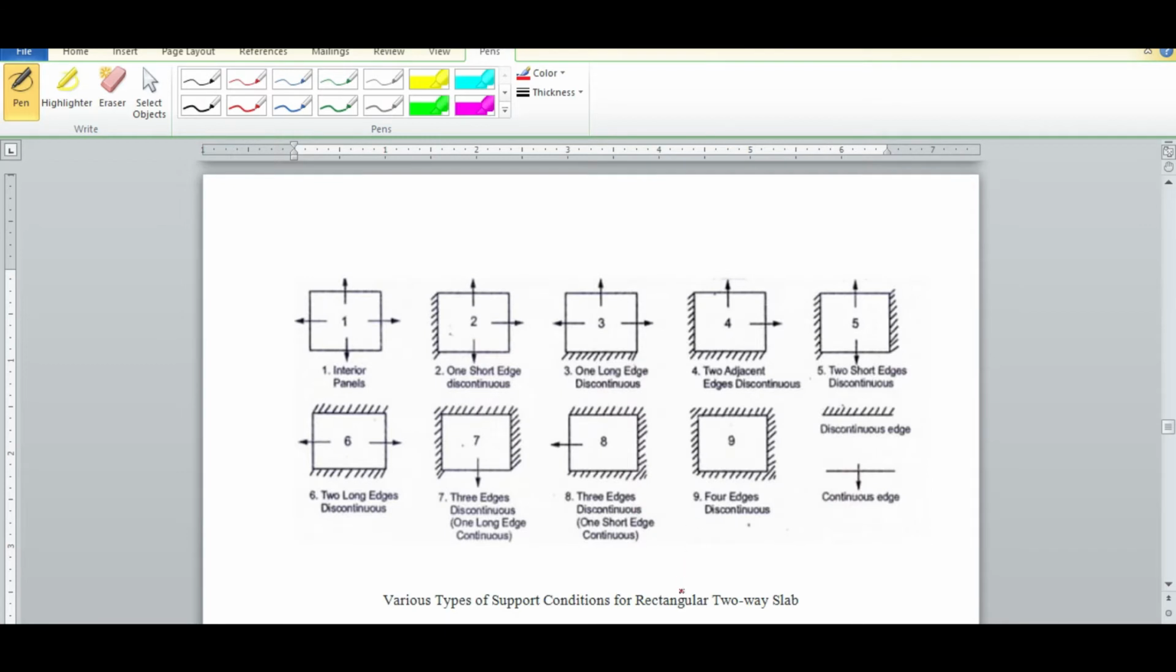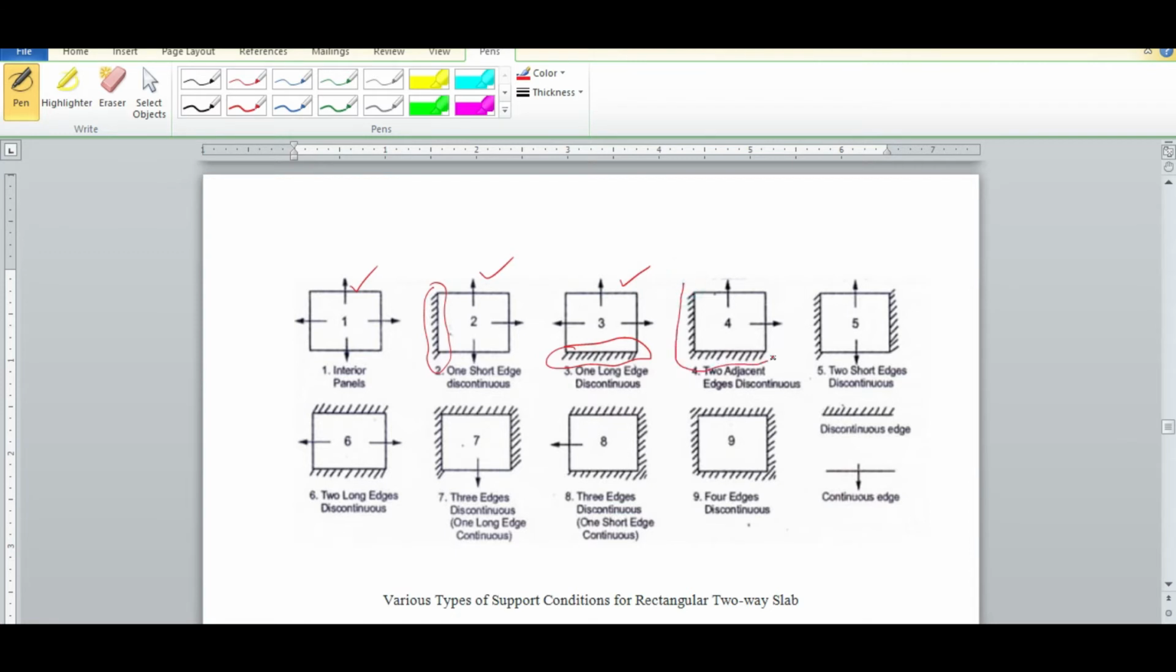These are the various slab conditions. These are the various support conditions. What does it mean? See, the first case shows the slab is continuous in all directions. This arrow indicates continuity of the slab in this direction. So that means this type 1 slab is continuous in all directions. This is discontinuous from this edge. Type 3, long edge is discontinuous. This one is short edge discontinuous, this one is long edge discontinuous.